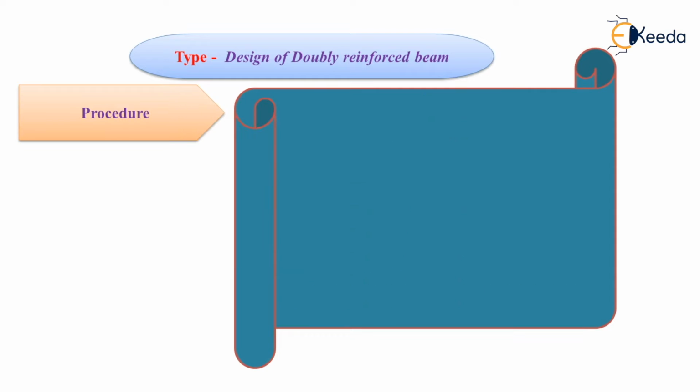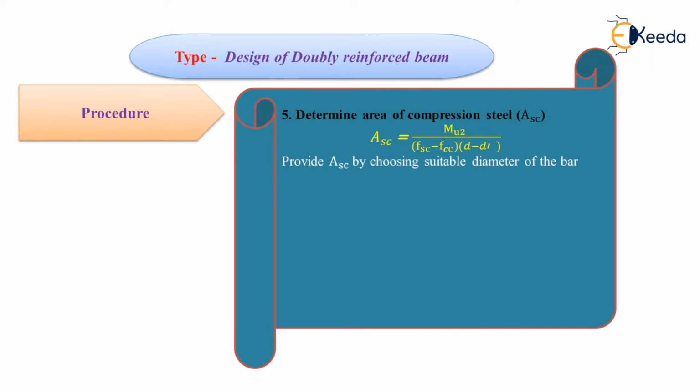Then we will find out the area of compression steel. We know the formula, that is Asc is equal to Mu2 upon (fsc minus fcc) into (d minus d dash), and we will assume a suitable diameter of bar and calculate the number of bars. Then we will determine the additional tensile steel, that is Ast2. We will equate Asc into (fsc minus fcc), which is equal to Ast2 into 0.87 fy, and from that equation we find out Ast2.